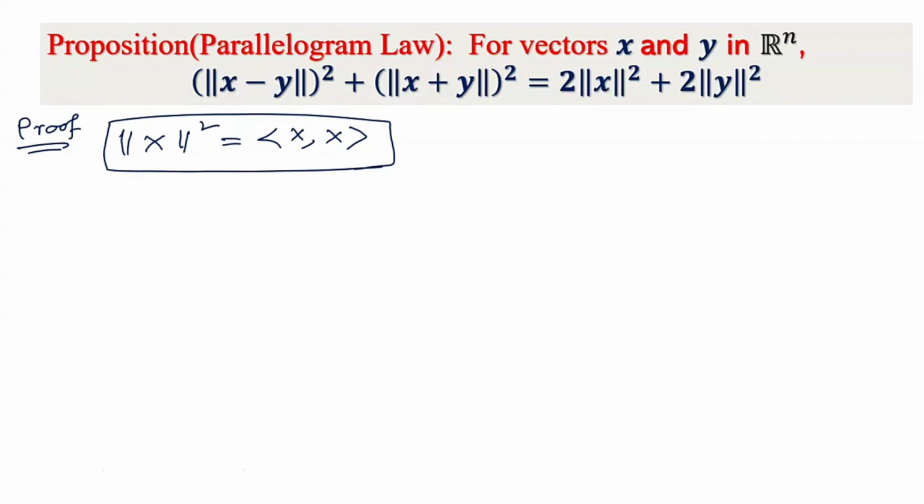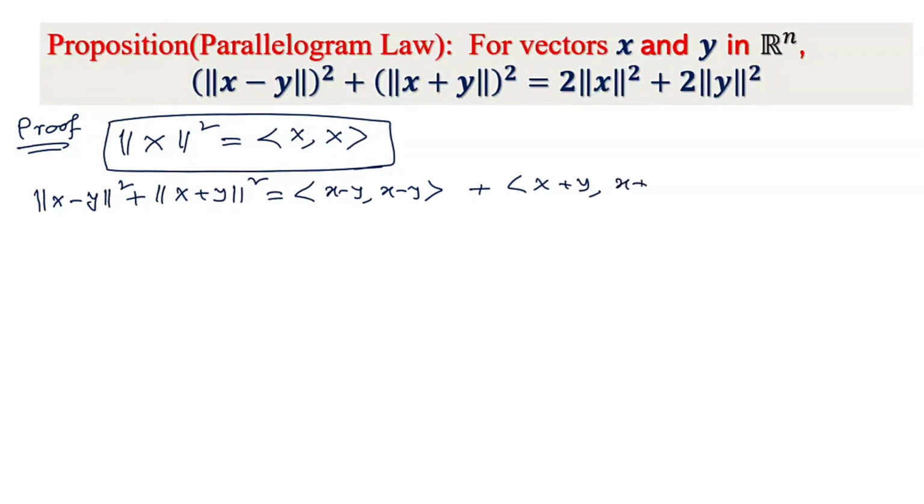Therefore we can write it here: the norm of x minus y whole square plus the norm of x plus y whole square. So this is the inner product of x minus y with itself, plus the inner product of x plus y with itself.